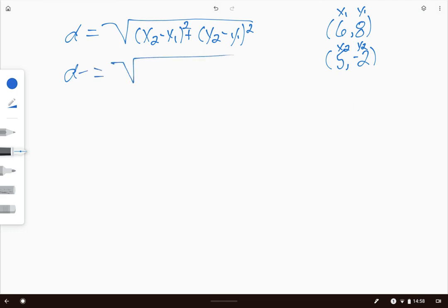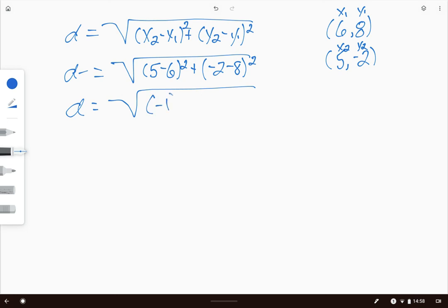Let's go ahead and assign these as x1, y1, x2, y2. So x2 is going to be 5 minus 6 squared plus -2 minus 8 squared. So 5 minus 6 is -1 squared, plus -10 squared. -1 times -1 is going to be 1. -10 times -10 gives me a positive 100.